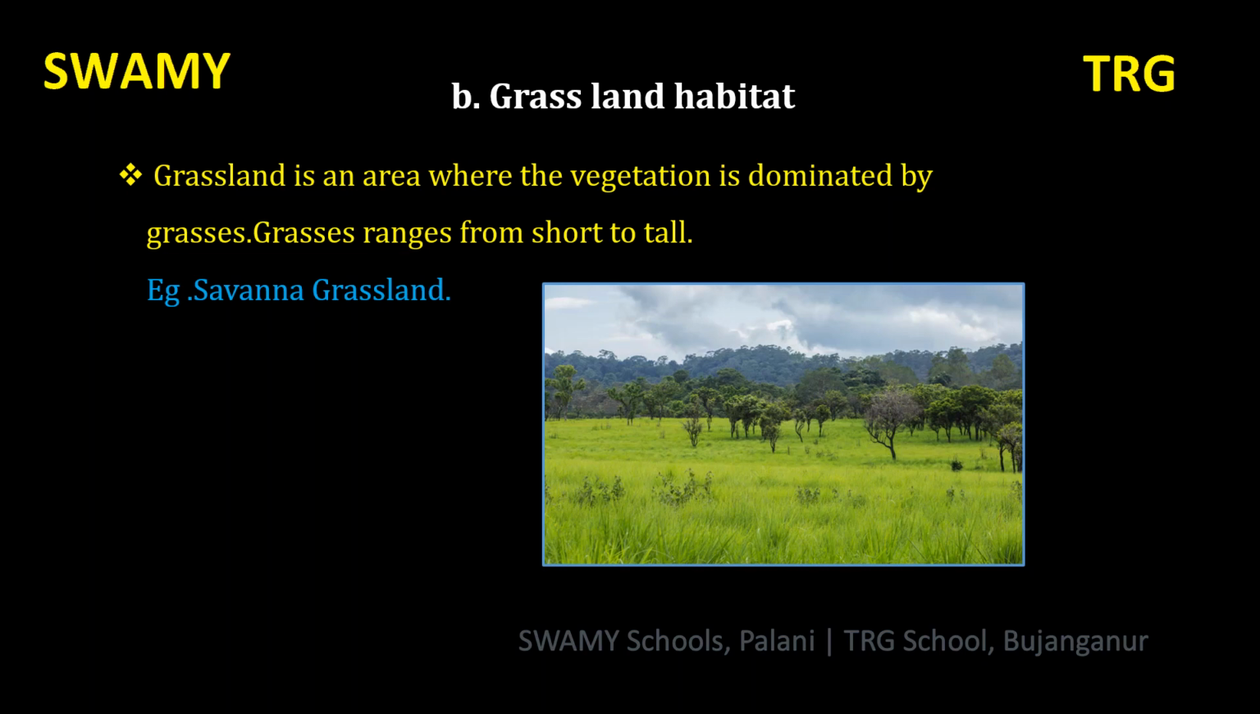Example, savannah grassland. Savannah grassland is located in Central Africa. Savannah grassland is also known as tropical grassland.